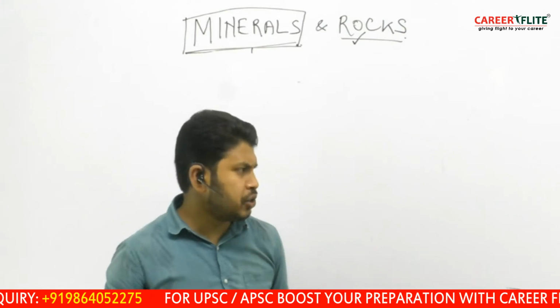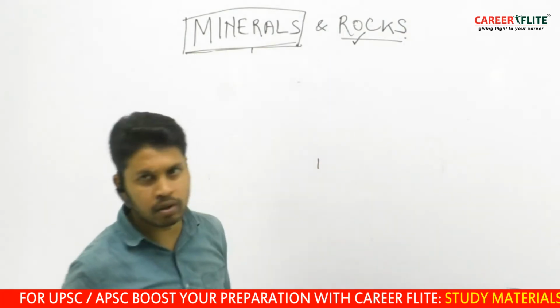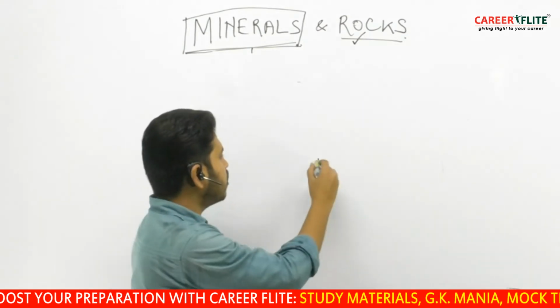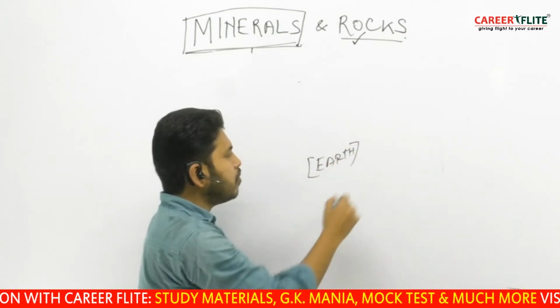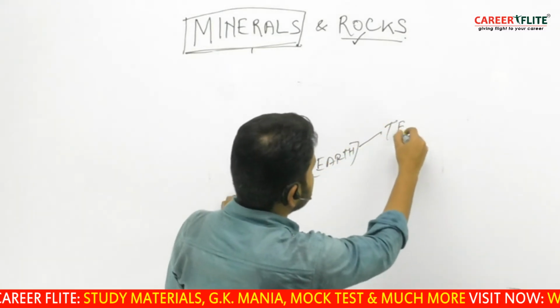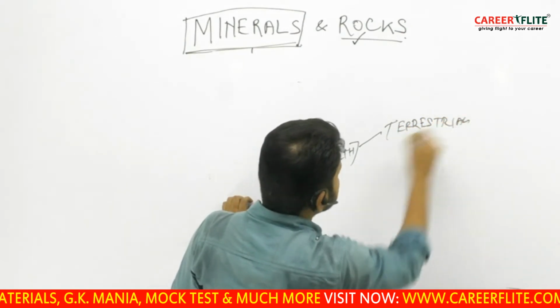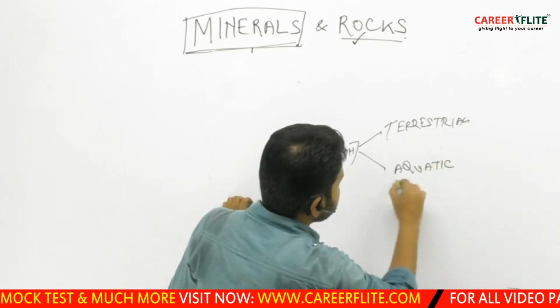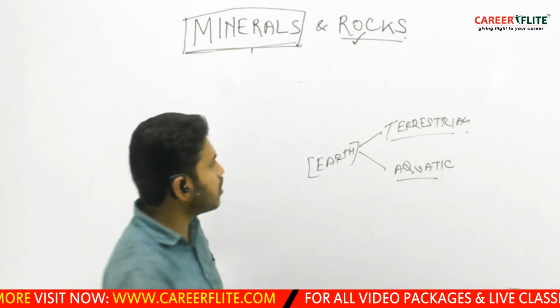Because geography is concerned about earth. As you see from the definition itself, geo means earth, graphy means description. So we are more concerned about earth. And this earth is made up of both terrestrial and aquatic ecosystems, and this terrestrial part is actually land.